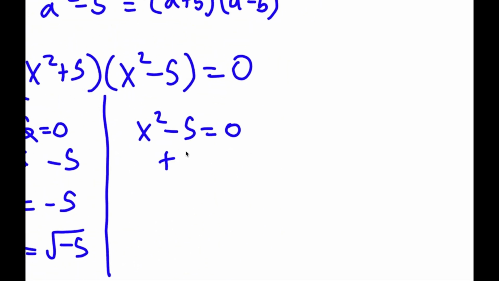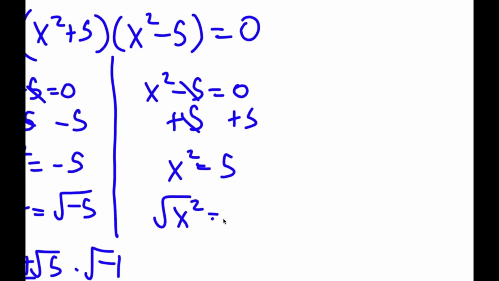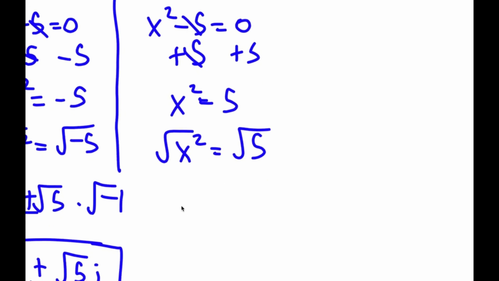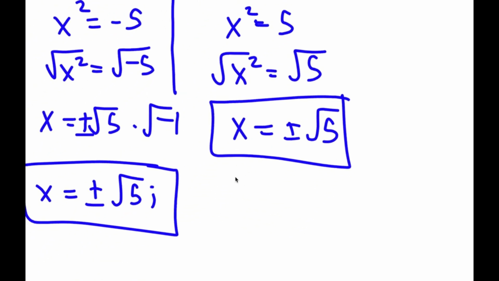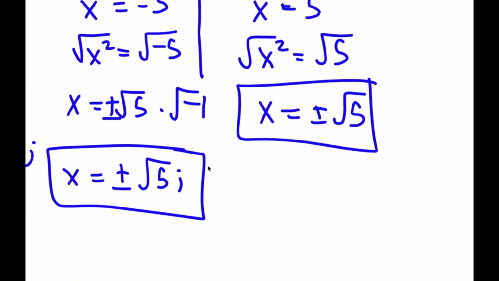Now for here I have x squared minus 5 is equal to 0. I'm going to add 5 on both sides. Now I have x squared is equal to 5. Now if I take the square root on both sides, the square root of x squared is x. The square root of 5 is positive or negative square root of 5. So these are two solutions. So these are my 4 solutions to this problem.